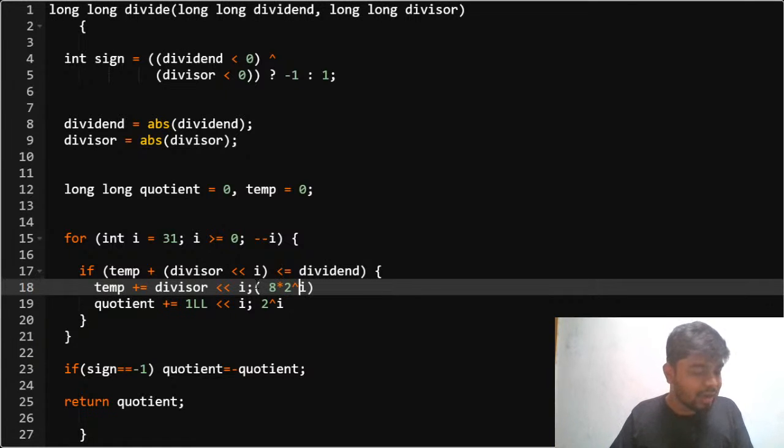Okay. So does anyone have any doubt up till now? And since you are iterating for the bits, the time complexity will be log n, or log of dividend, you can say. So, is the code part clear to all of you? Is the code and everything clear to all of you?